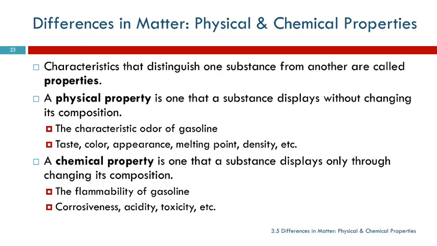So a physical property is one that can be displayed or observed without changing or altering the nature of the substance. You don't have to change the composition. So gasoline has a distinctive odor. When you're pumping the gas and you get a whiff of that and you smell the gasoline, that doesn't change what the gasoline is composed of. You're just observing its odor.